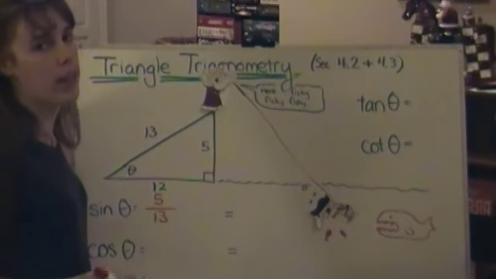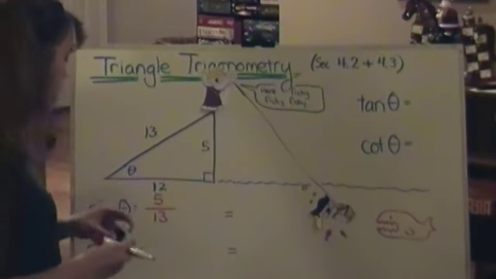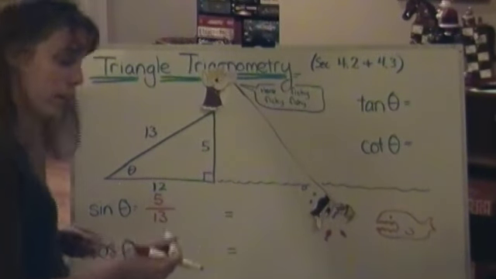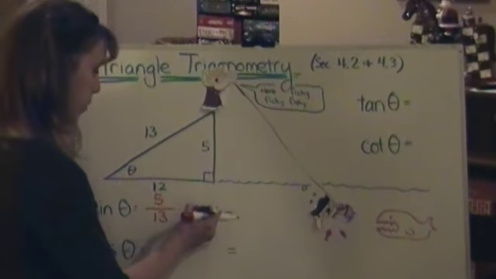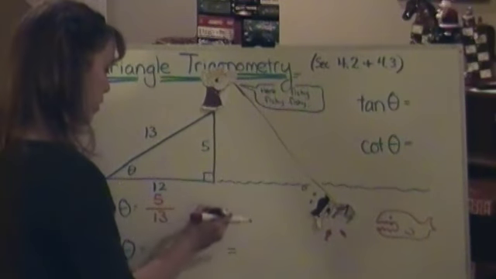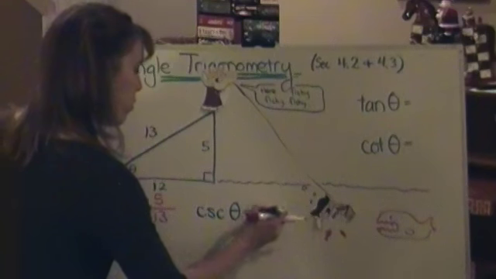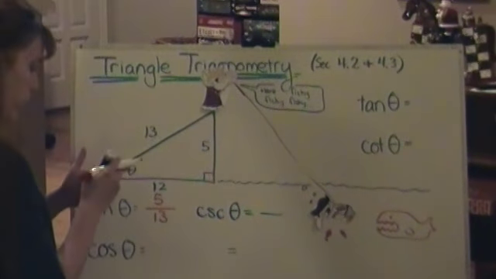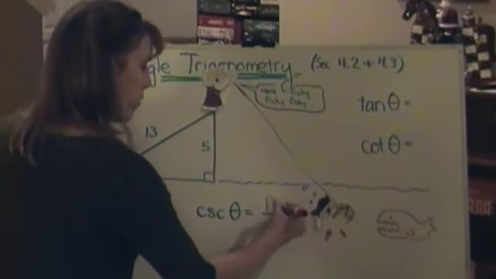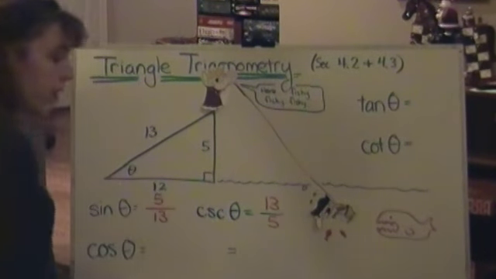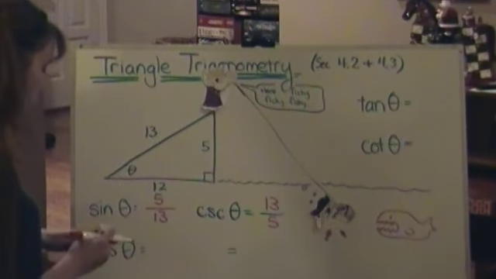Now if I ask you to find the reciprocal trig function, what was the reciprocal of sine? It starts with S, so this one starts with C. Good. Cosecant of theta is equal to, good, 13 over 5. Alright? This is all you're doing.